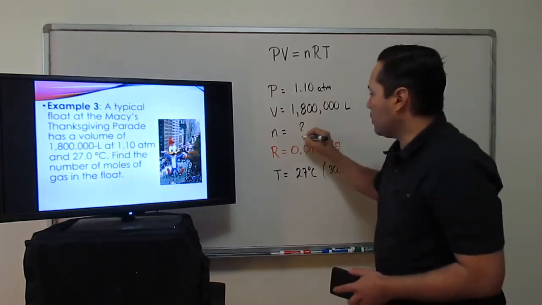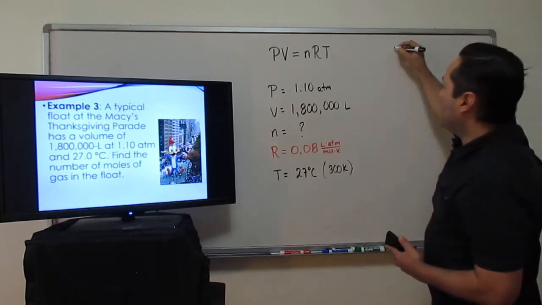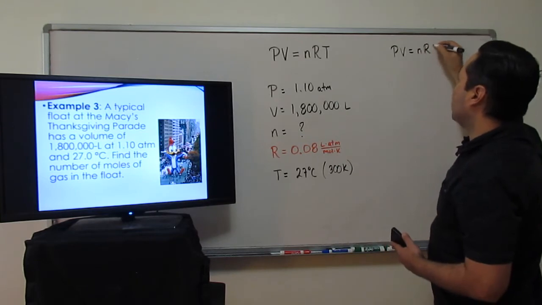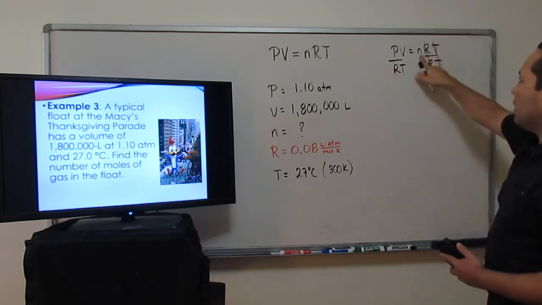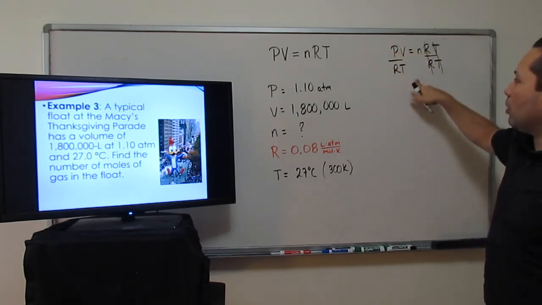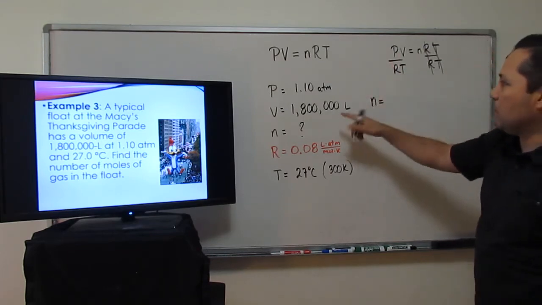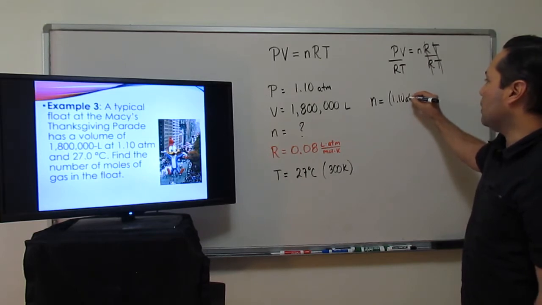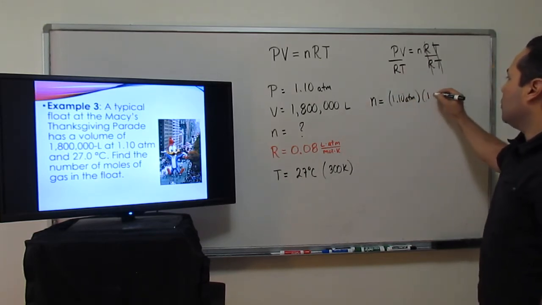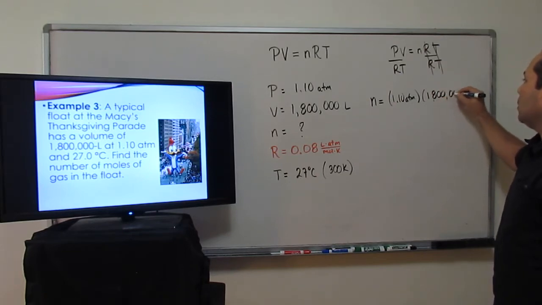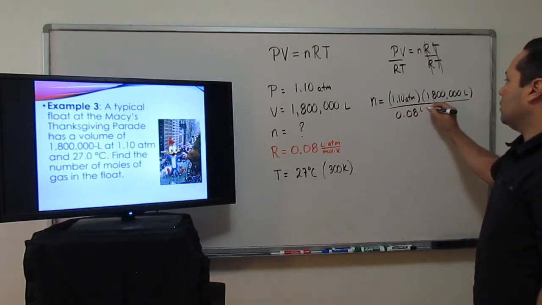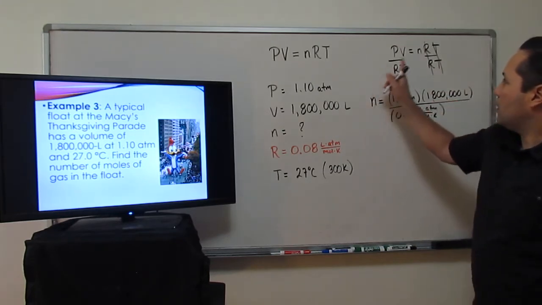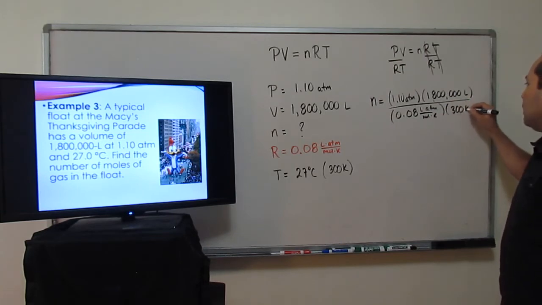Alright, and the question is, what is the moles? So you saw it for the n. For the ideal gas formula, what are we going to do to isolate the n? Well, I'm going to divide by the R and the T on both sides. So that way they cancel out, giving me the n all by itself. And so it's PV over RT. So let's go ahead and solve. n is P. P is 1.1 atm. V is 1.8 million liters. R is our constant, 0.08. And finally, the temperature, which is 300 Kelvin.